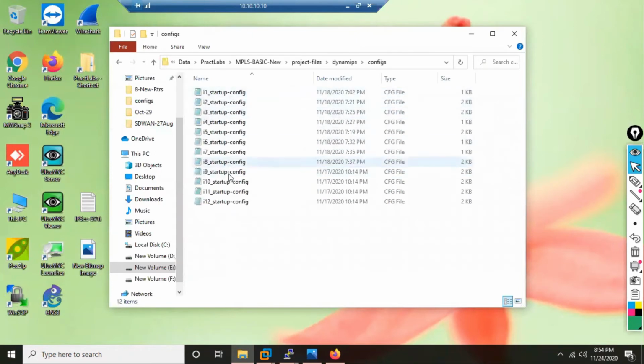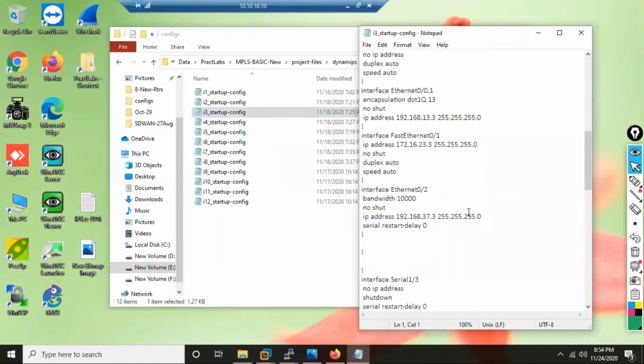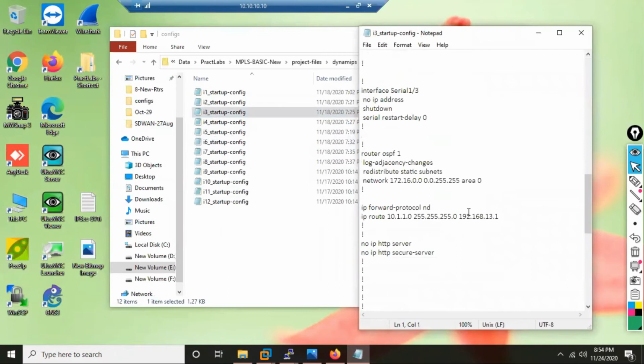They have said all the configuration, R1 to R12, whatever is needed is over here. I can save the configuration. I can add the configuration here, whatever I want to put. Now, as I said, on R1 we will not do redistribution into IGP.